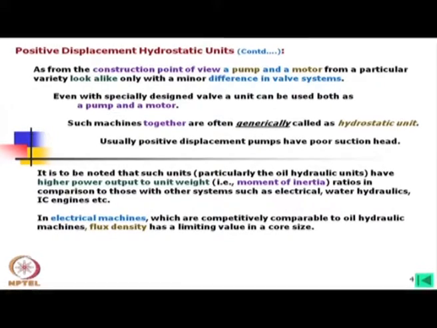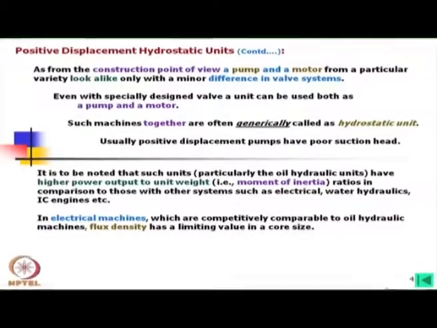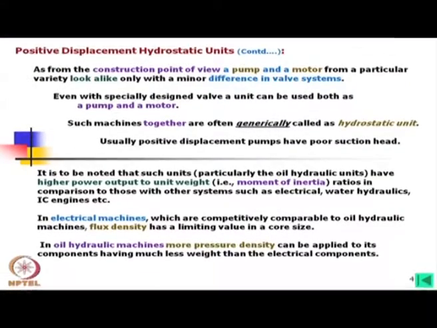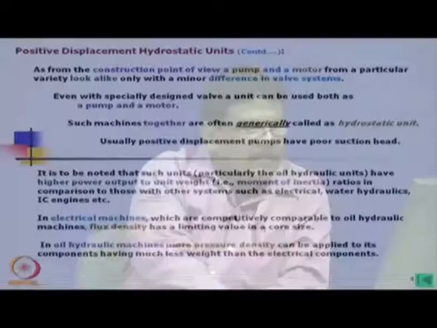Say for example, if we consider a 5 kilowatt electric motor, it will be maybe around 300 millimeter length and diameter maybe 250 millimeter. Whereas, for a 5 kilowatt oil hydraulic motor, the size will be maybe only 150 millimeter length and diameter about 80 millimeter. In oil hydraulic machines, more pressure density can be applied to the components, having much less weight than the electrical components. This is the advantage: the fluid inside generates equal pressure in all directions. So the load is distributed on the body, which is usually ferrous components, and if the load is distributed in that way, it can take much more load and stress. That is why we can go for small size.